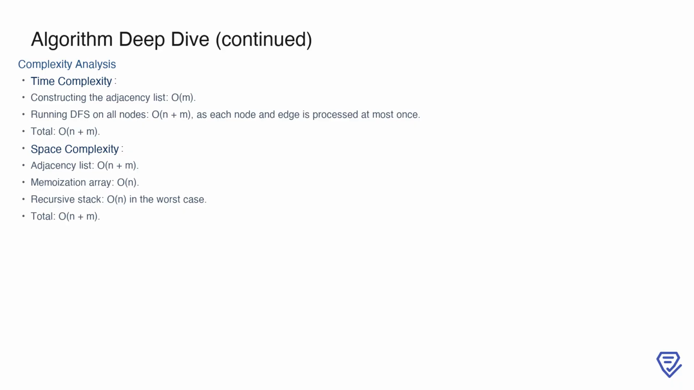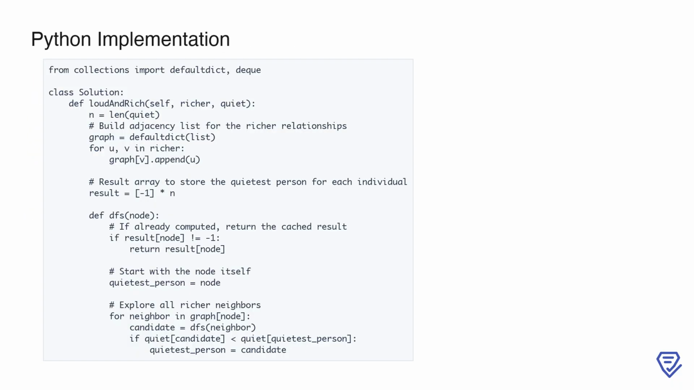For space, the adjacency list requires O(n + m), while the memoization array uses O(n). Additionally, the recursive stack for DFS may use up to O(n) space in the worst case, where the graph is a single long chain. Therefore, the total space complexity of the algorithm is also O(n + m). These complexities make the solution highly efficient and scalable for large input sizes, ensuring that we can solve the problem within practical constraints. Here, we're implementing the solution using Python.